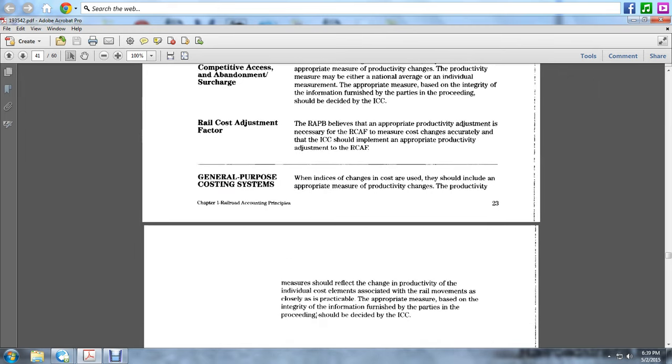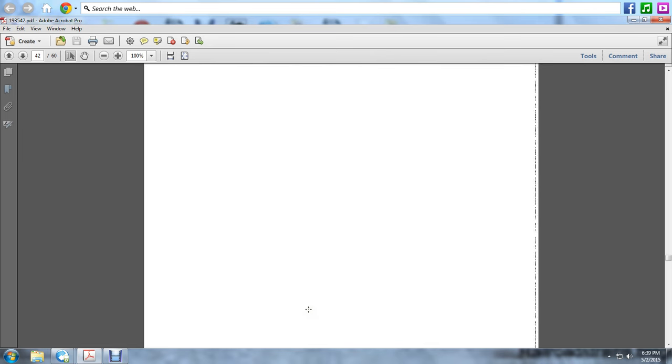The general purpose costing system. When indices of the changes in cost are used, they should include the appropriate measures of the productivity changes. The productivity measures should reflect the changes in productivity of individual elements associated with the rail movements as closely as practicable. The appropriate measures, based on the integrity of the information furnished by the parties in proceedings, should be decided by the Interstate Commerce Commission.